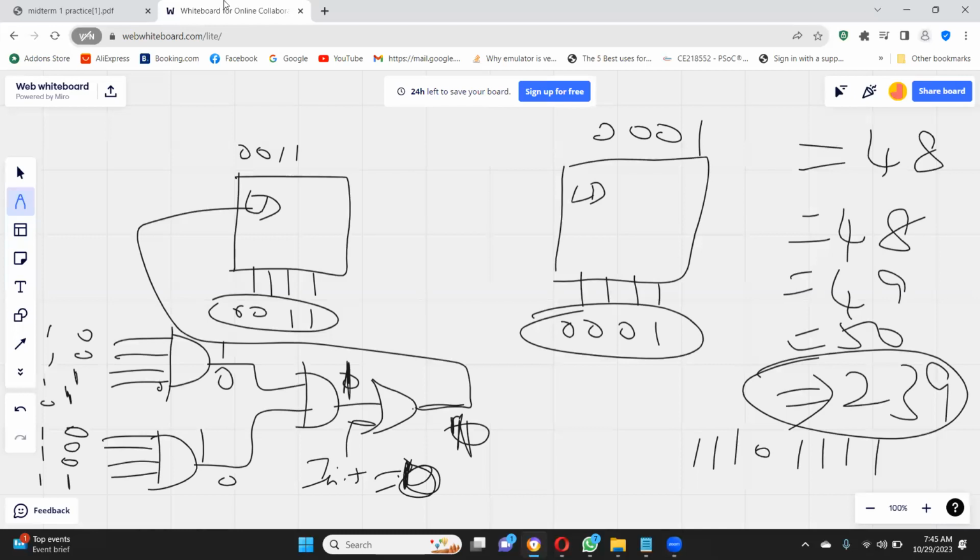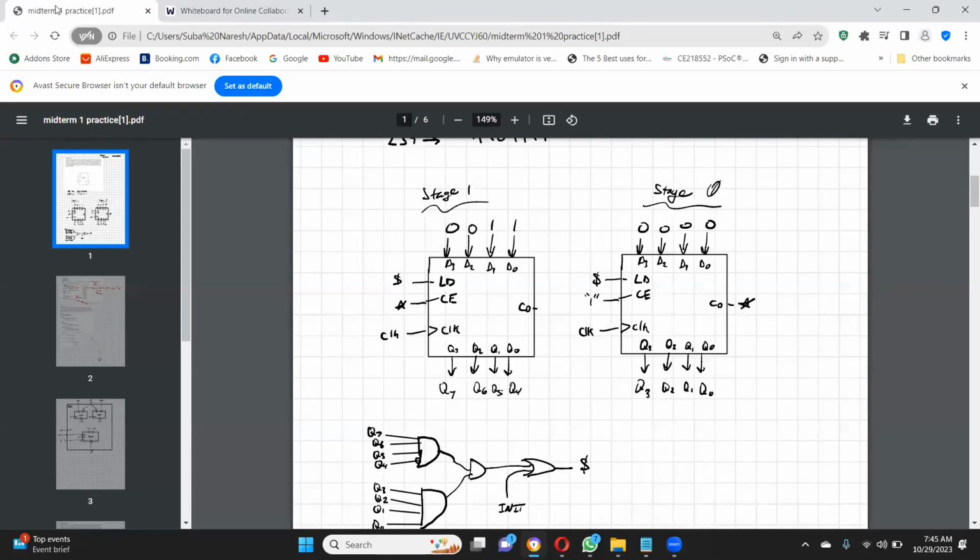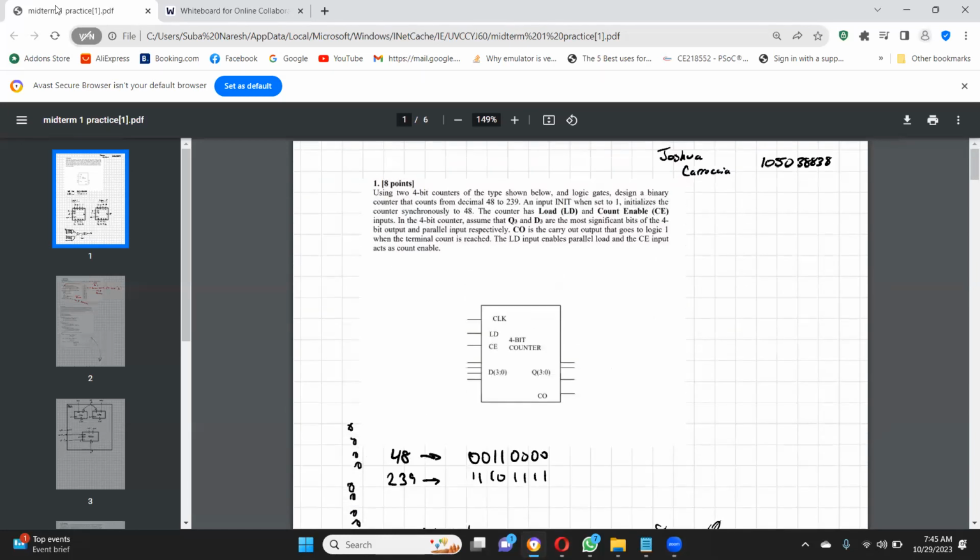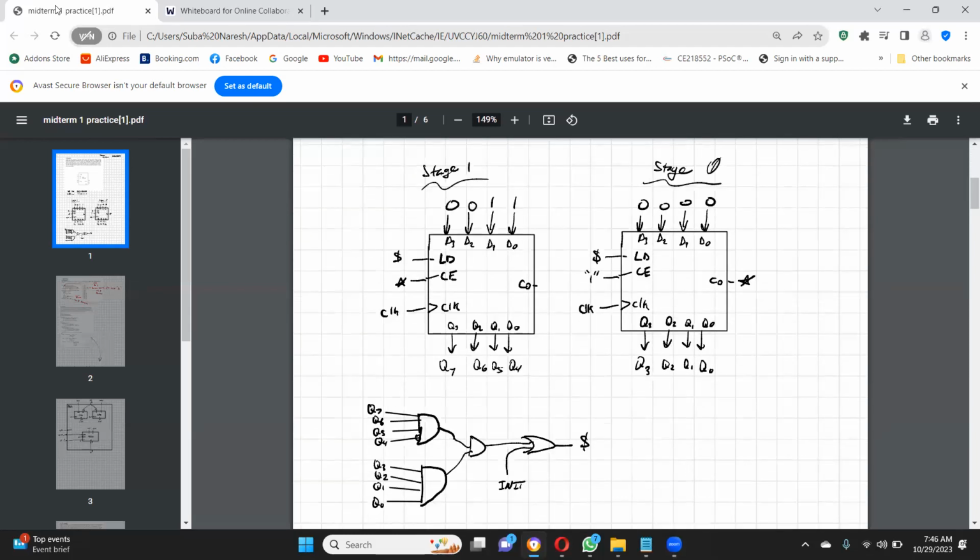What is your question? My question is, initially, when I press init, are these values just 0, 0, 0, 0, 0, 0, 0, 0? No. See here. When you press init, it should be loaded with 48, so 0011 0000. If you just switch on the circuit, initially it will be 00000000. But when you press init, it will be 48.